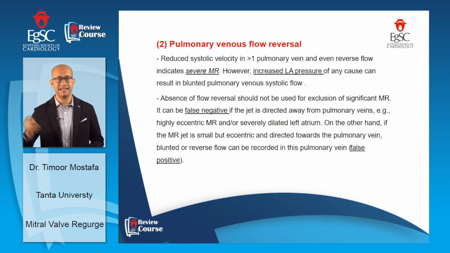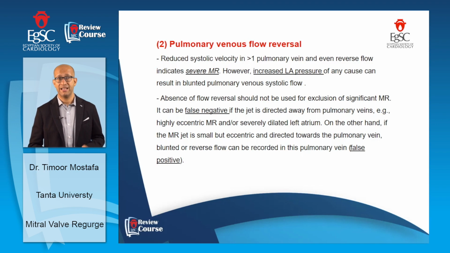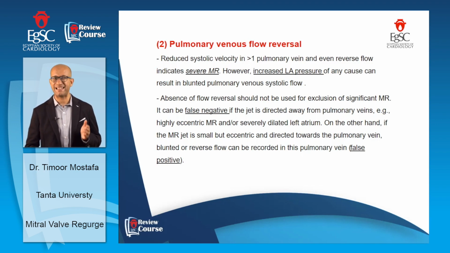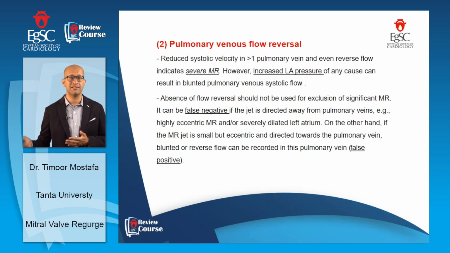Why? If the jet is directed away from the pulmonary veins, you may not have flow reversal. On the other side, if the mitral regurgitation jet is small but eccentric and is directed towards the pulmonary vein, you may have blunted or reversal of flow, which we call a false positive.